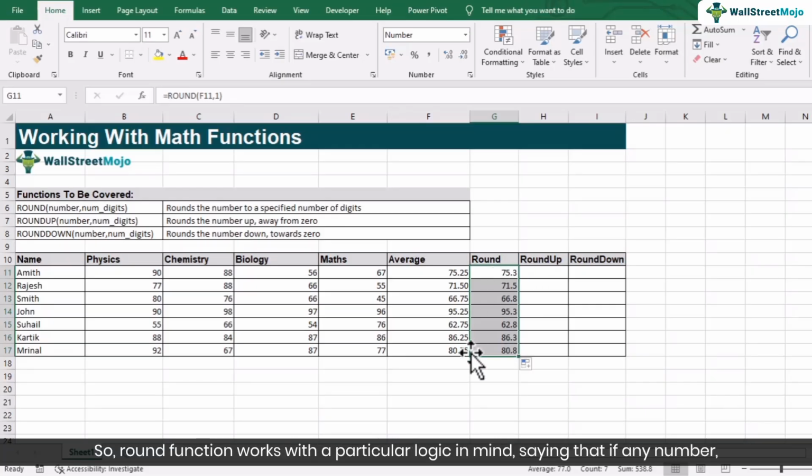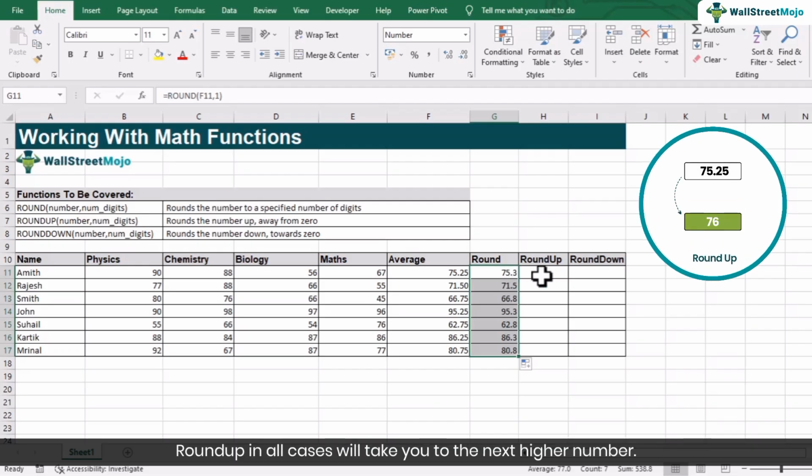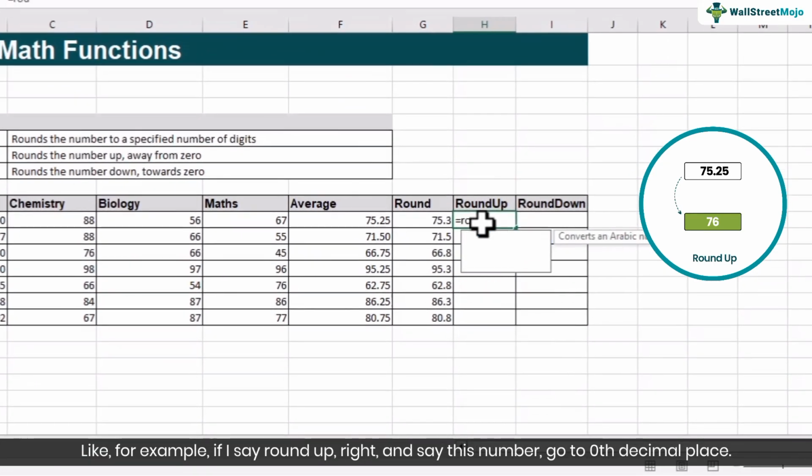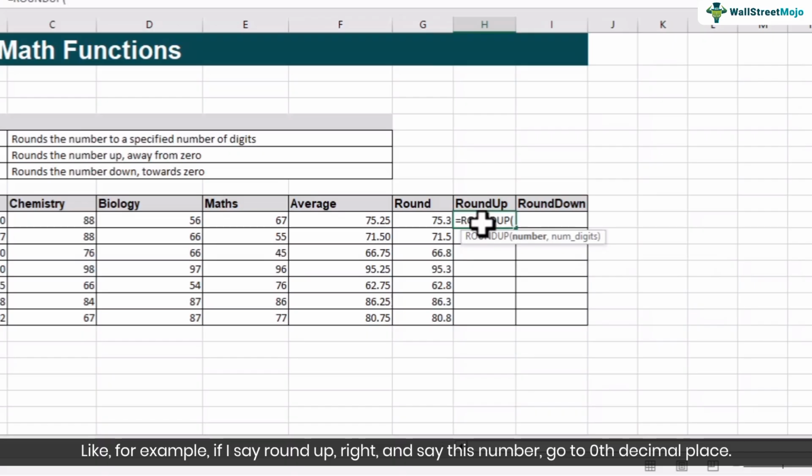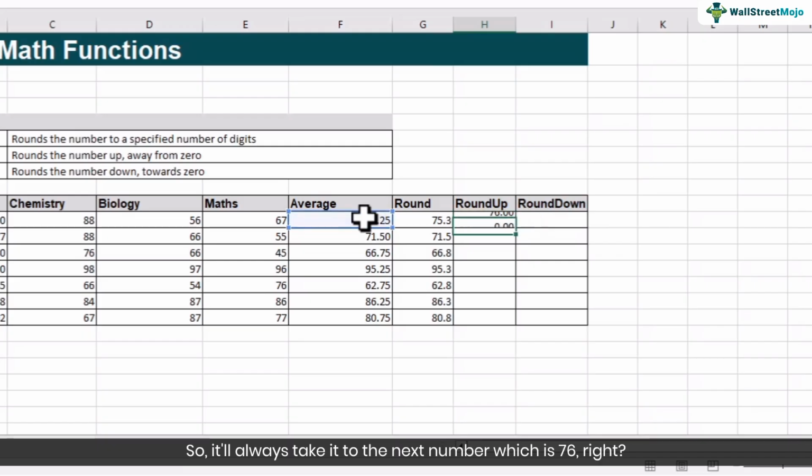So the round function works with a particular logic in mind: if you want to round a number to a particular decimal place, then after that place, if the next number is 5 or more, we'll move to the next number, else it will remain within that number only. Round up in all cases will take it to the next higher number. Like for example, if I say round up, and say this number, go to the 0th decimal place, it will always take it to the next number, which is 76.